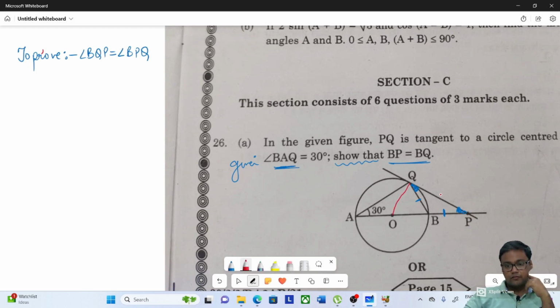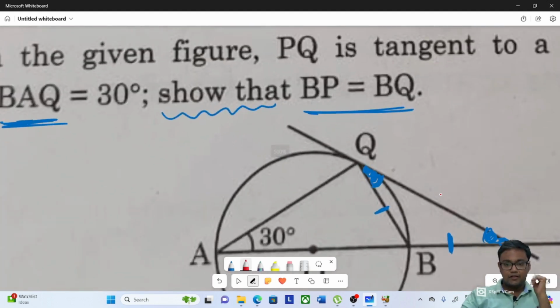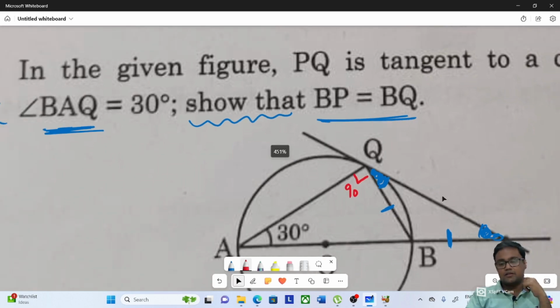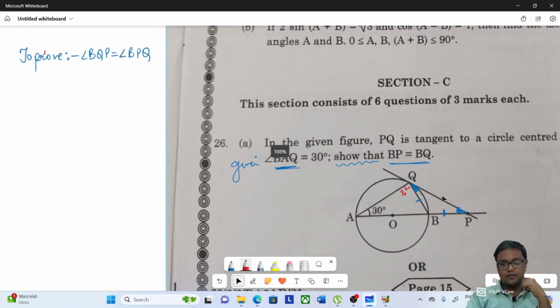I have to join OQ, but before joining OQ, remember that this angle is a 90-degree angle, because this is the angle in a semicircle, right? So angle in a semicircle is a right angle. We learned this concept in class 9th. So I may write that angle AQB is a 90-degree angle in a semicircle, right?